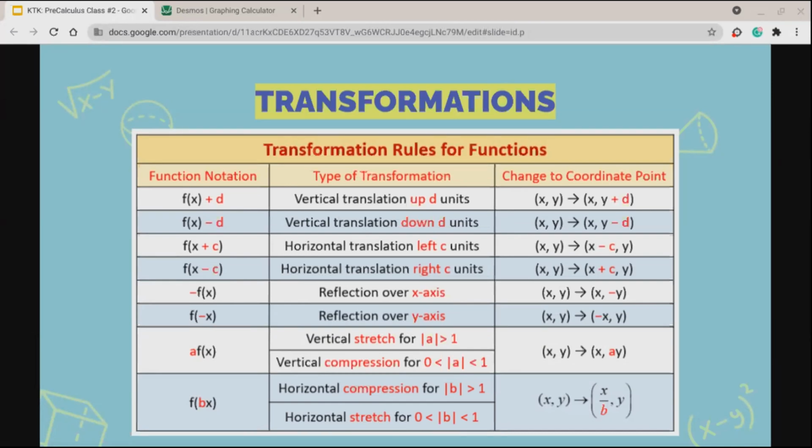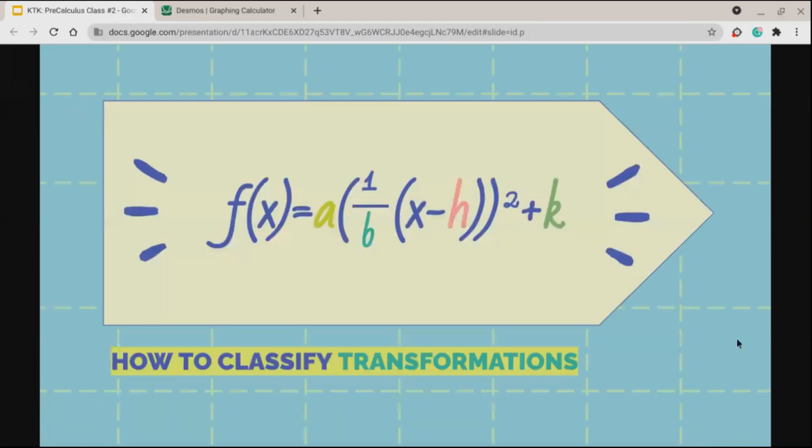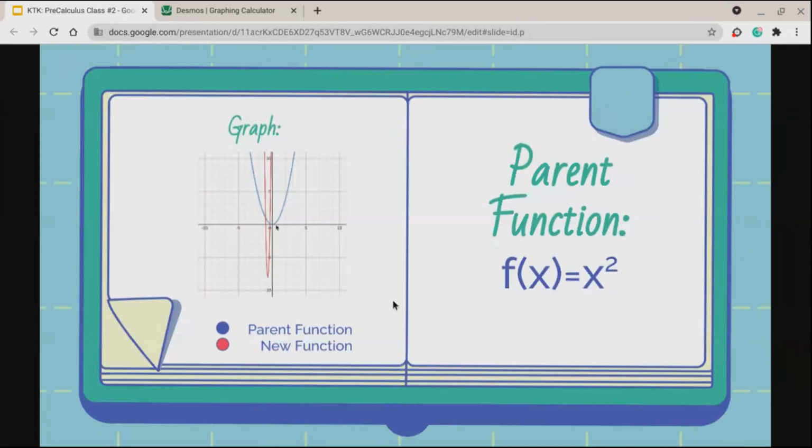So now let's go ahead and take a look at the answer. This is classifying transformations. We classify the outside constant as an A, with that one as B. Inside the x, the x minus h, the h would be the translation left or right, and we have the k. So here is what the graph would be for your function.